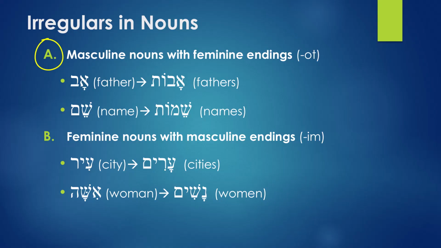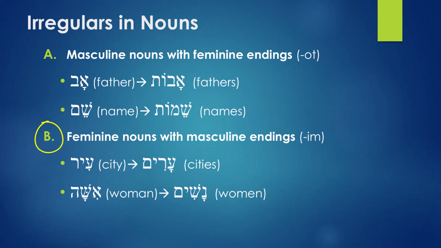So when you see avot, know that the gender is masculine, even though it's having ot, which is a feminine ending. It's irregular, it's abnormal. So if I ask, what is the gender of the word avot? The gender is masculine. It's abnormal because it's taking feminine endings. So this is case number 1.